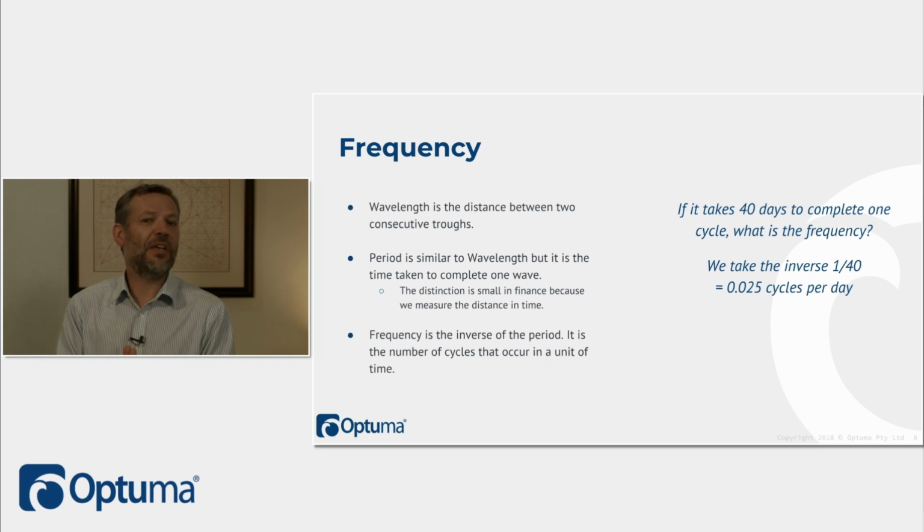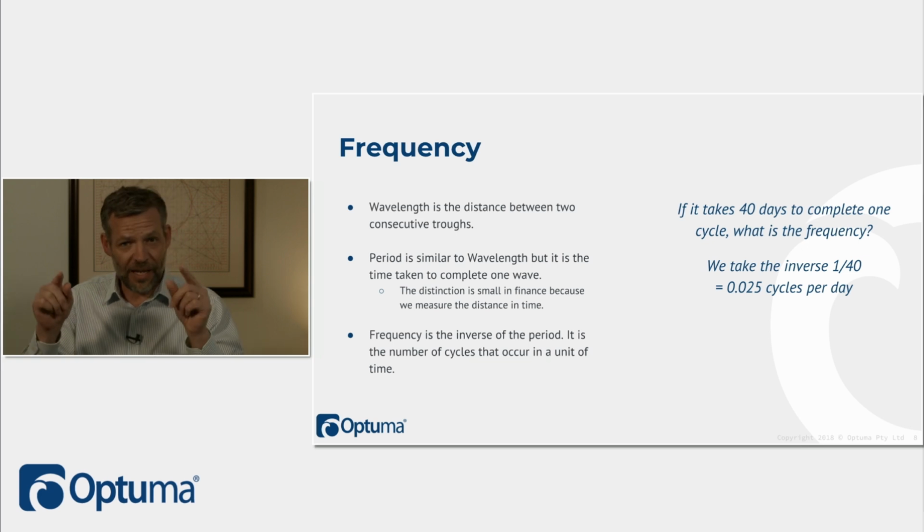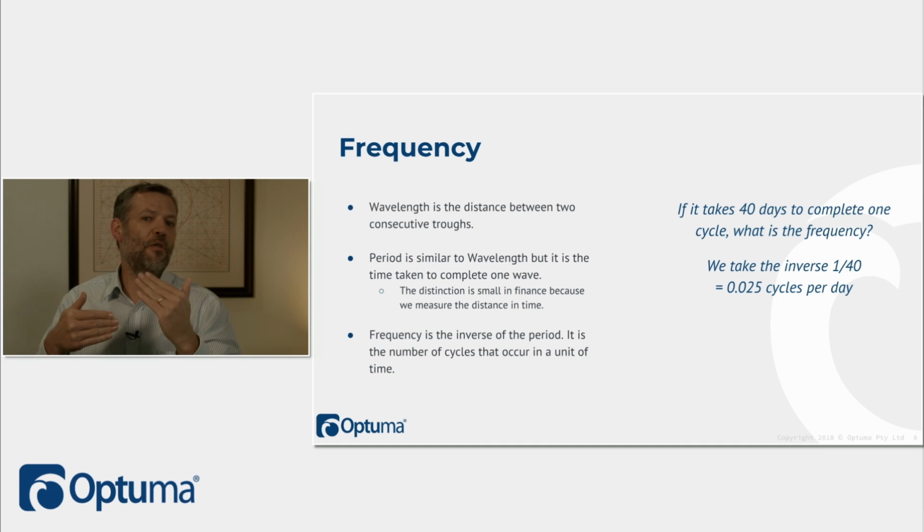Frequency. Now, frequency is directly related to the period. As I said, wavelength is the distance between those 2 points, but the period is the time it takes to get from one point to the other. So the frequency is really saying, if this is how long it takes, how many cycles are going to happen in a fixed amount of time. And the way we work that out is we take the period and take the inverse, so 1 over whatever that number is. And that's how we get that.